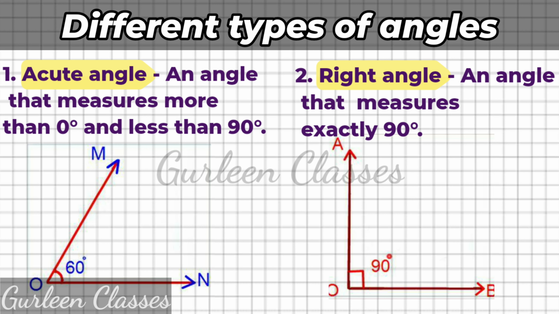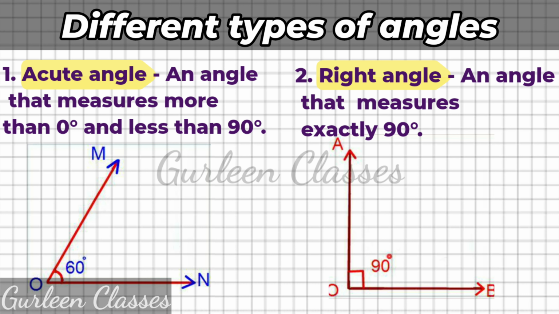Next topic, different types of angles. Number 1, acute angle. An angle that measures more than 0 degree and less than 90 degree. So here in the figure I have given you 60 degree. It is more than 0 degree and less than 90 degree.